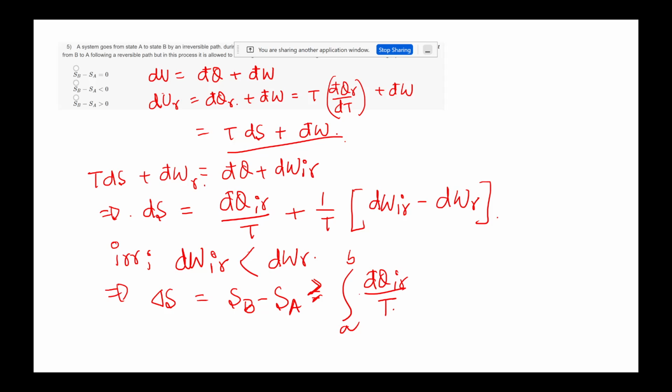So for an irreversible process, if it is isolated, we can write SB minus SA greater than 0. It will be equal to 0 when it is reversible. So the third last option is correct for this type of problem.